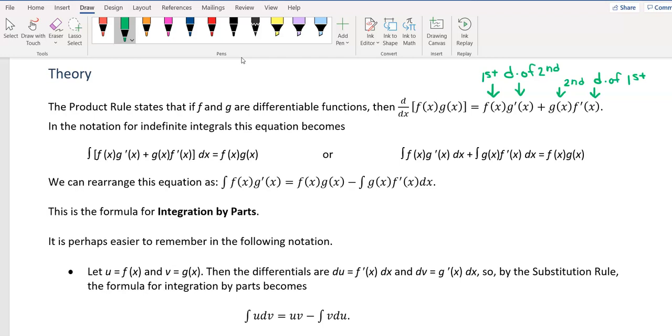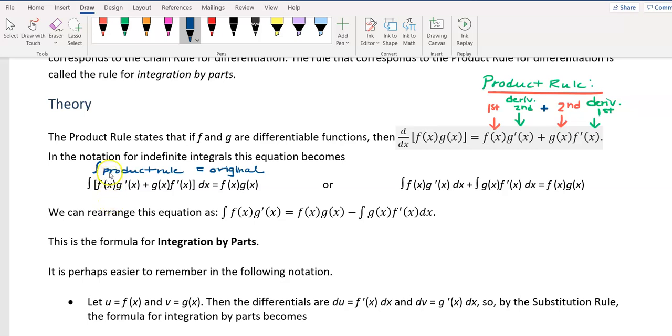The notation for this, just think about this. So here's our original and we're taking the derivative. So if we were to take the integral of this, shouldn't it get us back to f times g? In other words, we're putting an integral here and saying it should take us back to that f times g. We're taking the integral of f times g prime plus g times f prime, and we're saying it should take us back to what we originally started with prior to taking the derivative, which was f times g.